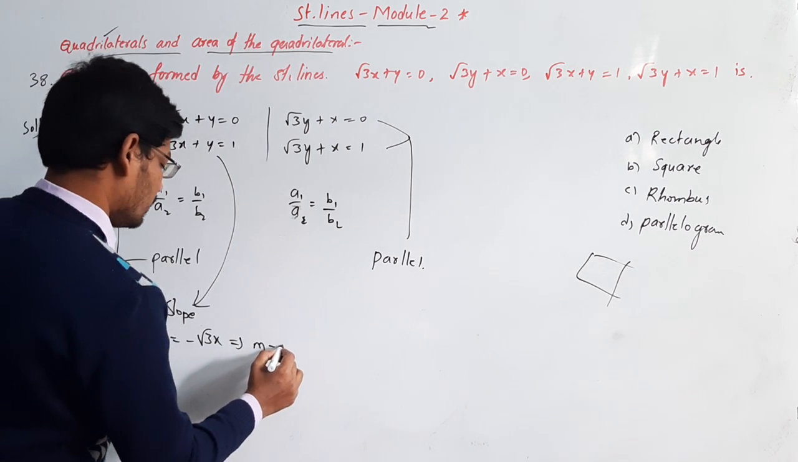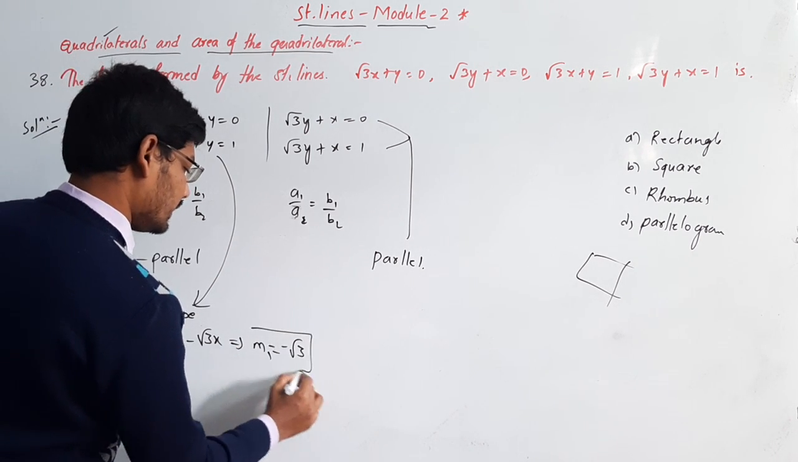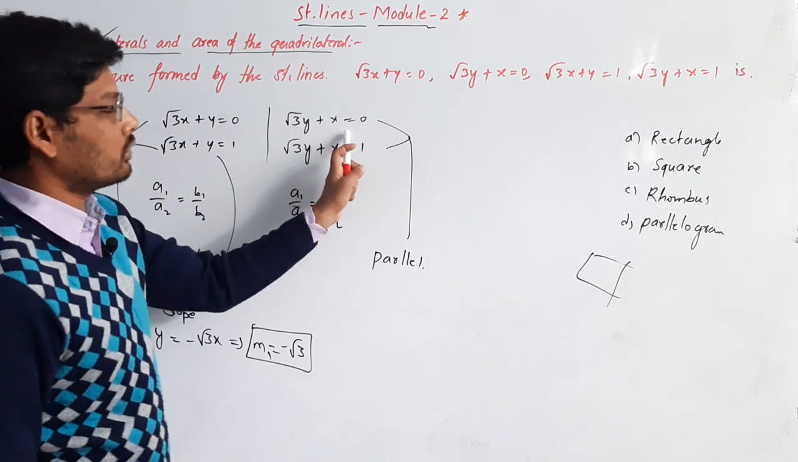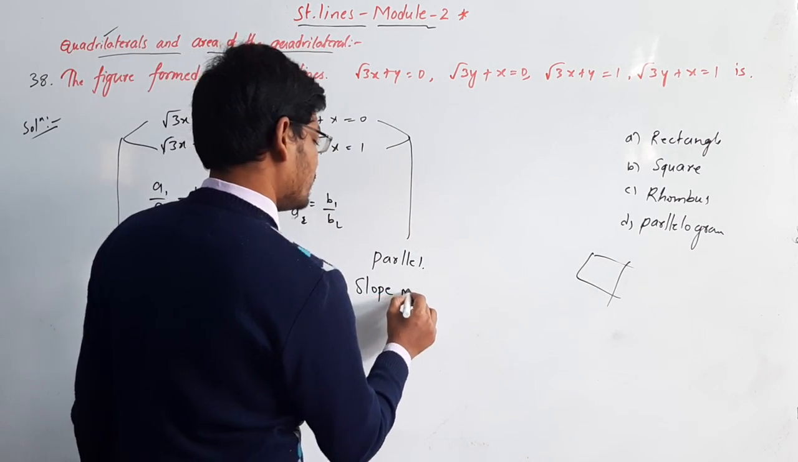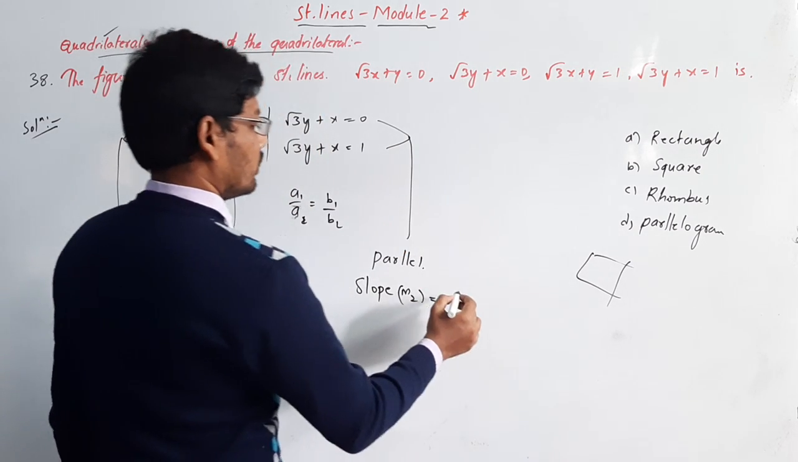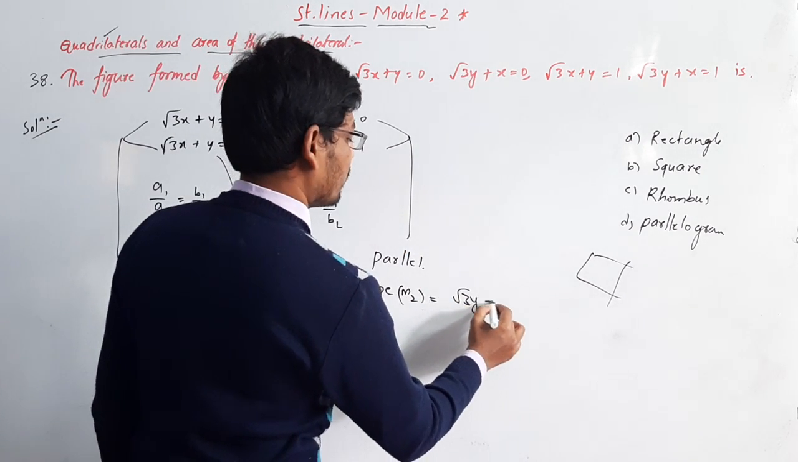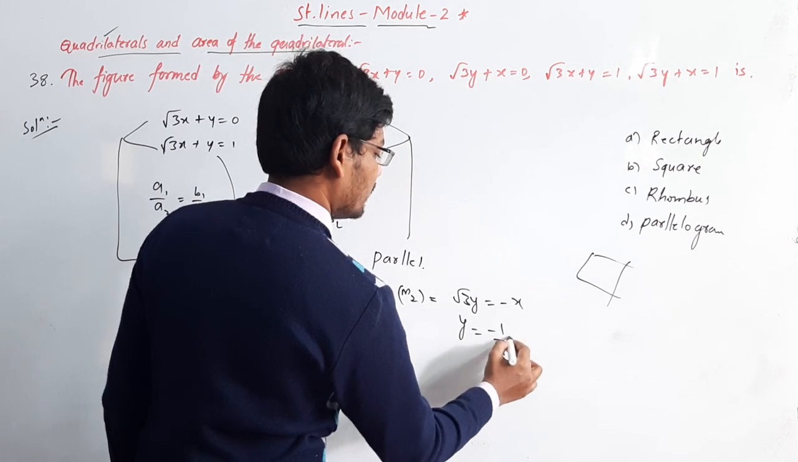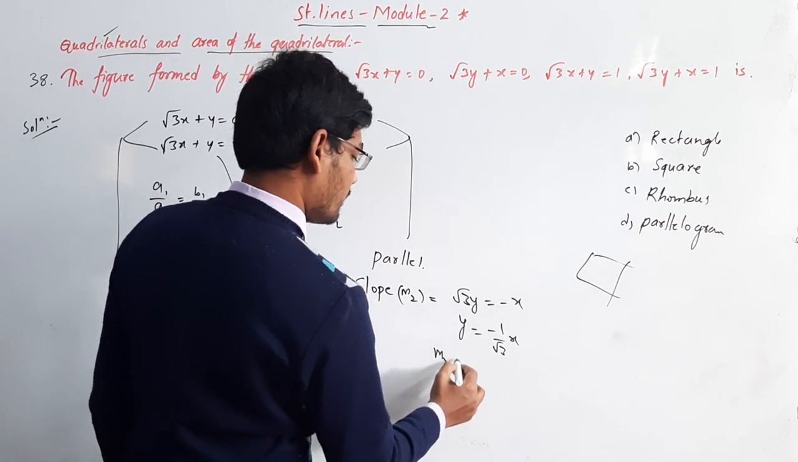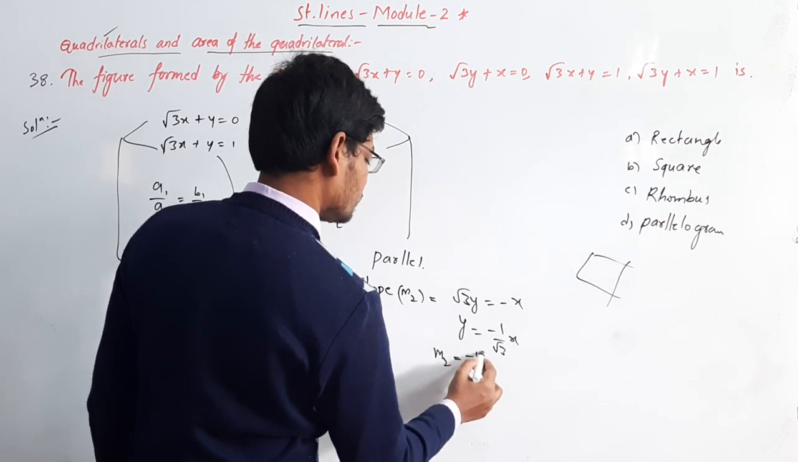m1 is equal to minus root 3. From these two straight lines, the slope m2 is equal to how much here? So root 3y is equal to minus x, y is equal to minus 1 by root 3 x. So m2 is equal to how much? Minus 1 by root 3.